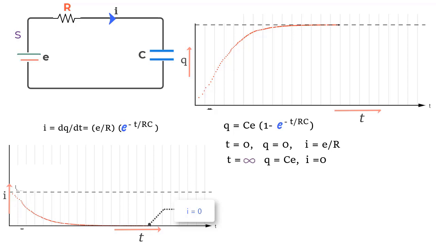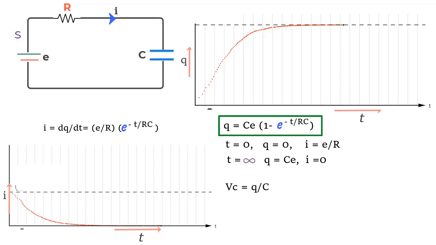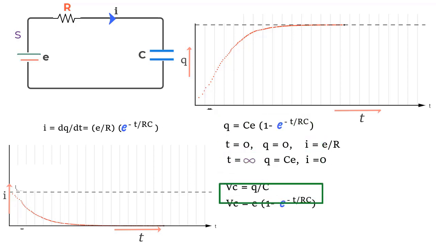We can also establish the time dependent equation for potential difference across the capacitor, that can be written as Vc is equal to Q by C. And if we take the value of Q from this equation, what we get is this.